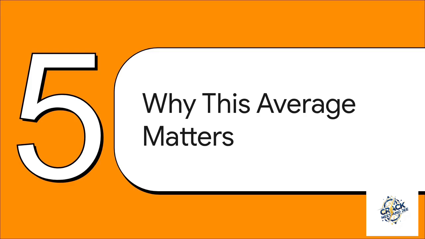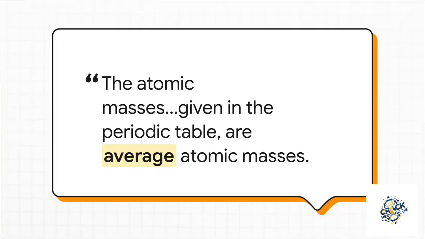But why did we go to all this trouble? Why does this average number matter so much in the grand scheme of things? This quote really gets to the heart of it. Those numbers you see on the periodic table aren't for some imaginary, perfect atom. They represent the reality of that element as it actually exists in nature, a mix of all its isotopes. It's the most honest and the most useful number for doing any kind of real-world calculation.